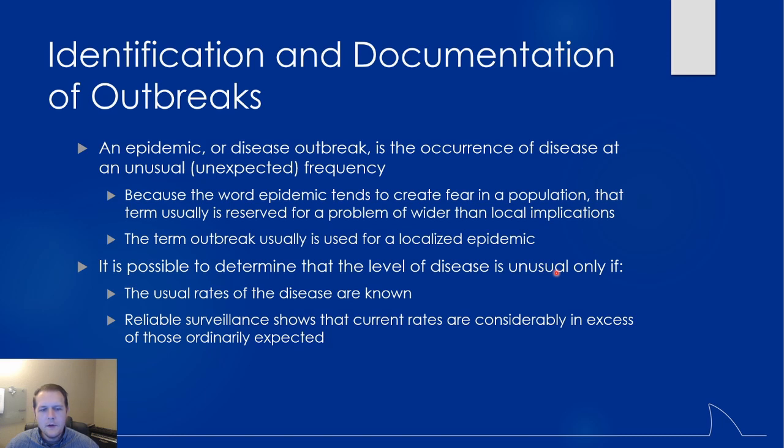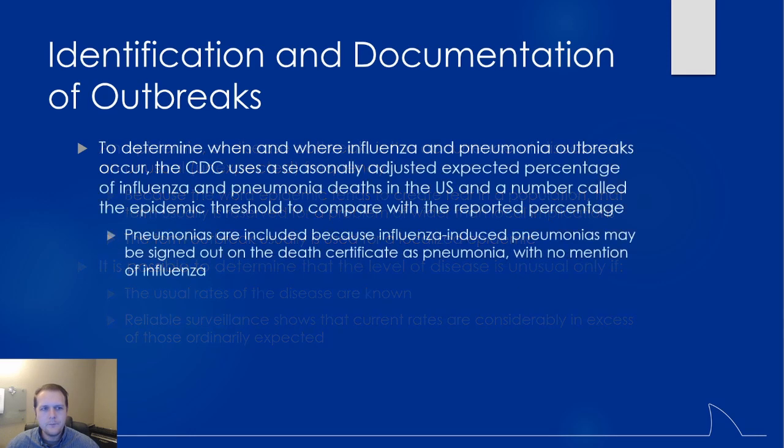But what we can do to try to determine if the level of disease is unusual is that first we have to know what the usual rates are going to be, and then we also need to have reliable surveillance that kind of shows us that are the new rates that we're seeing here, the new incidences, is this in excess of what we would consider to be normal, right? So you have to know those two features there. Otherwise, you don't really know if the numbers you're seeing are normal, abnormal, or something else.